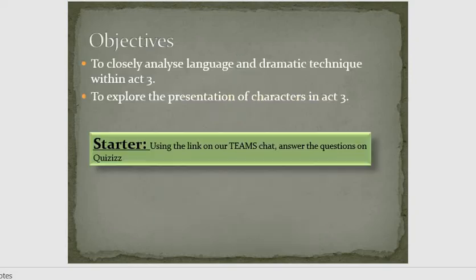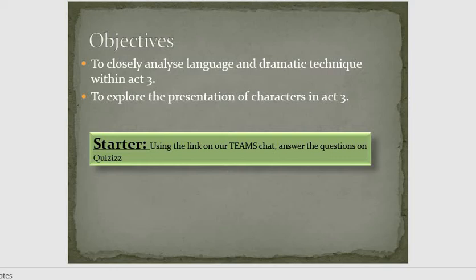What I'd first like you to do in just a second is access the quiz that's on the Teams chat, which is acting as our starter for today. But before you do that, just to run through our objectives. Our objectives today are to closely analyse language and the dramatic techniques used within Act 3, and to explore the presentation of some characters within Act 3 as well.